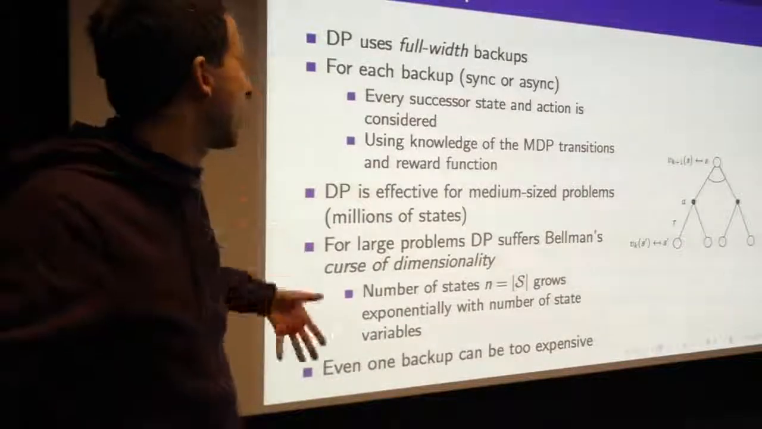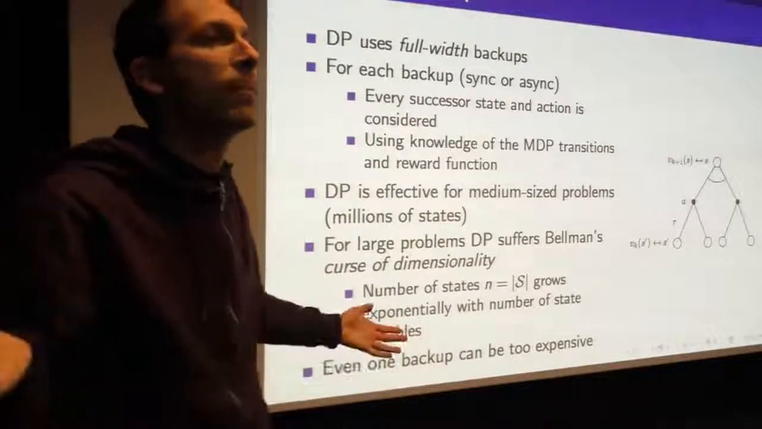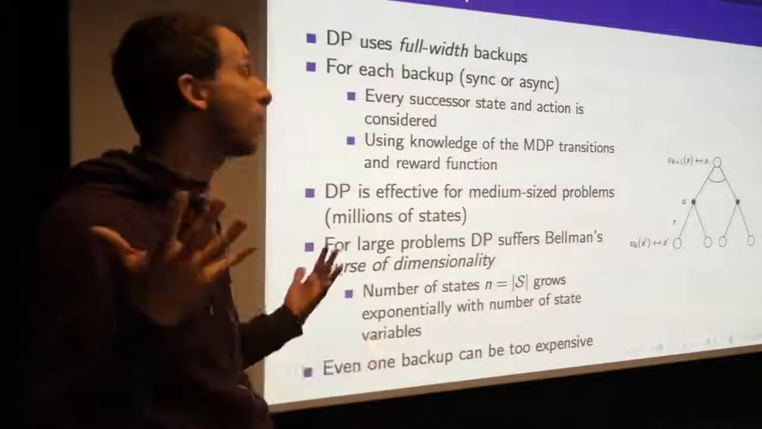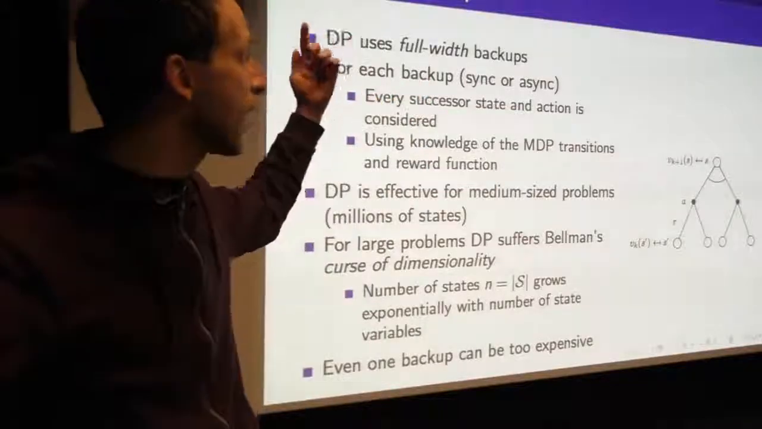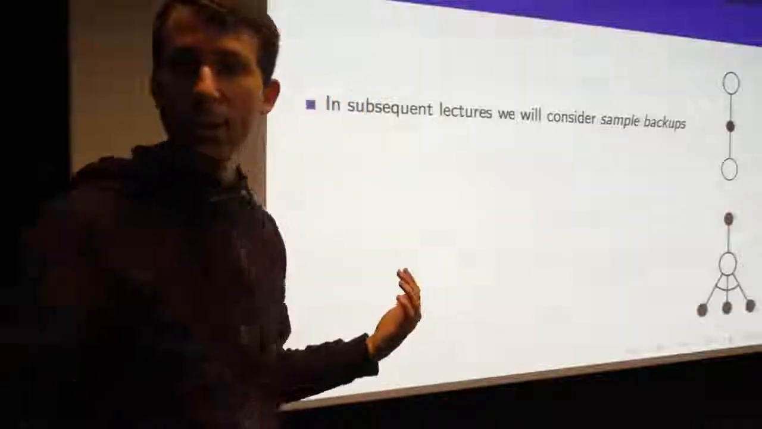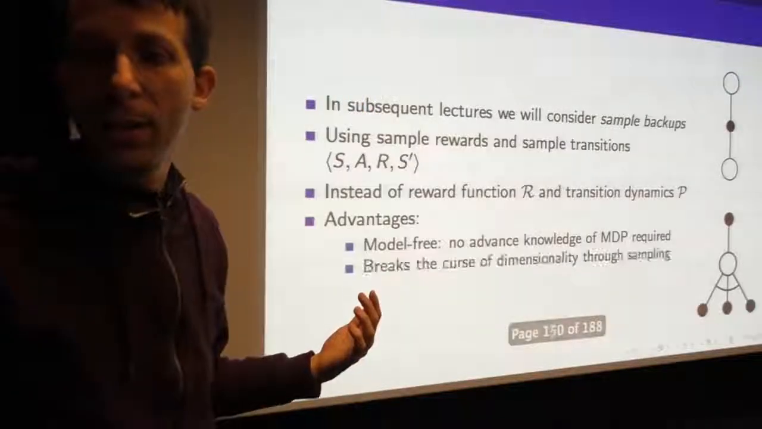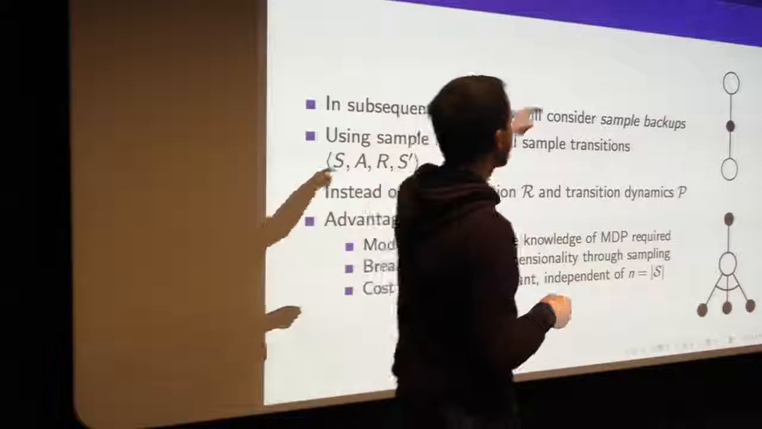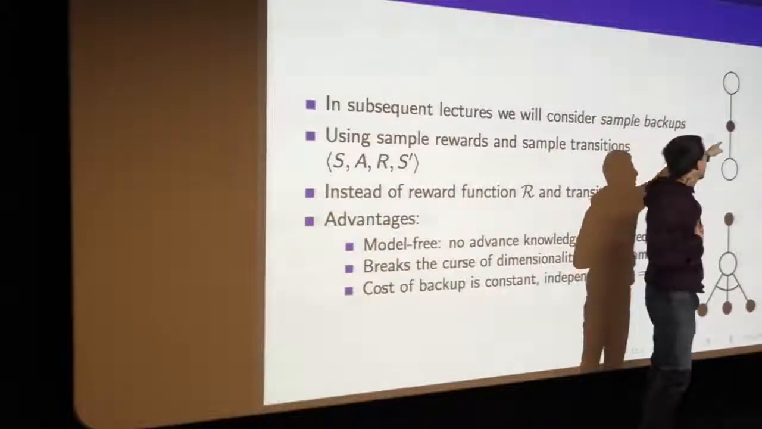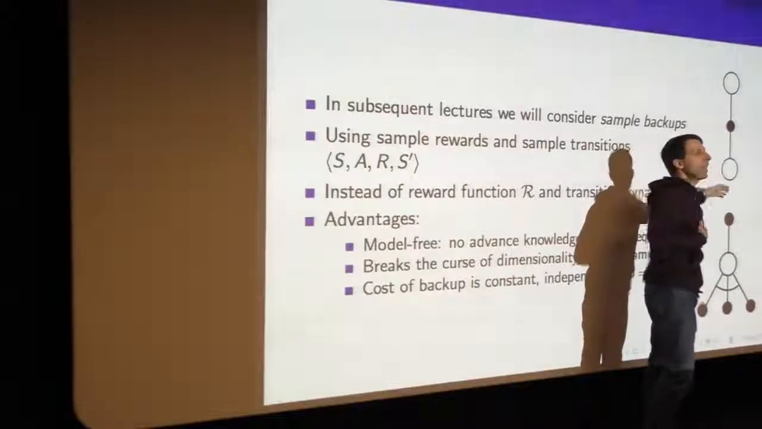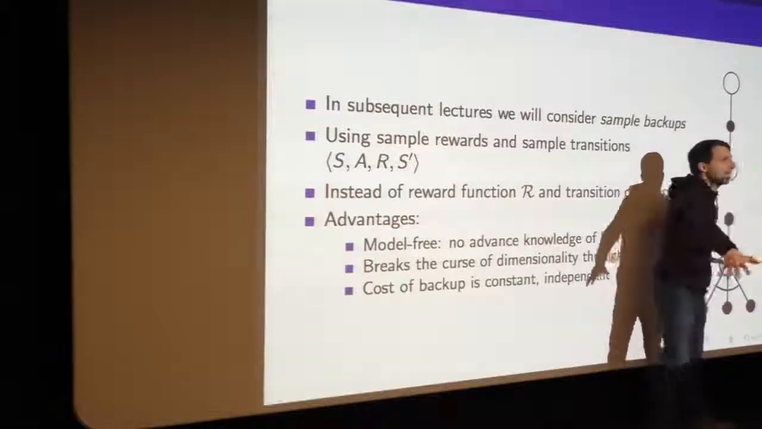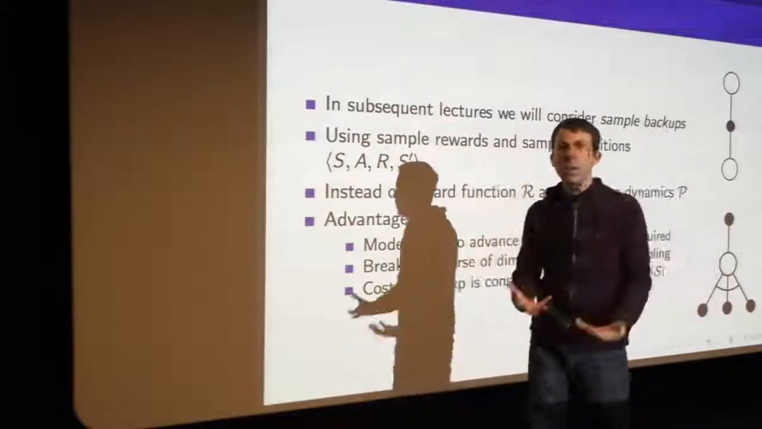And in cases where even one backup is too expensive, so we're going to talk about problems later with 10 to the 170 states, you can't even do one iteration of dynamic programming. You can't even do one backup. You can't even compute this for one state. So what you do is sample. In subsequent lectures, we'll consider sample backups that look like this. We're going to start in a state, sample one action according to our policy, sample one transition according to our dynamics, and do a backup based on that one sample instead of the full branching factor. And that's going to give us a lot more efficiency.